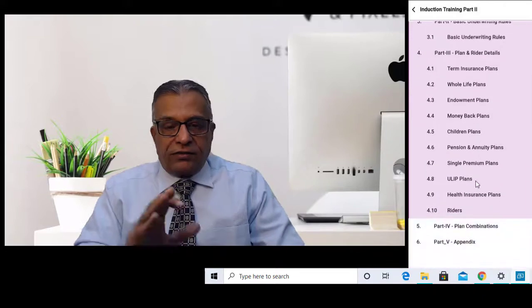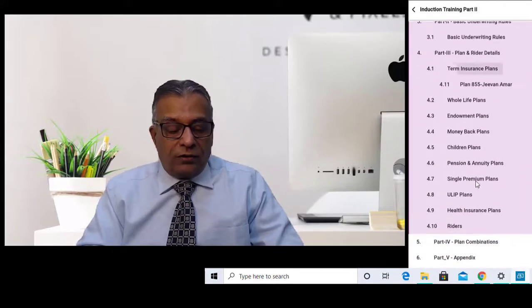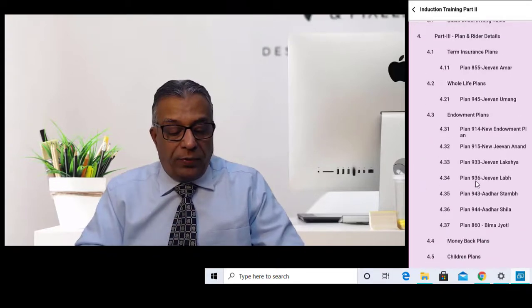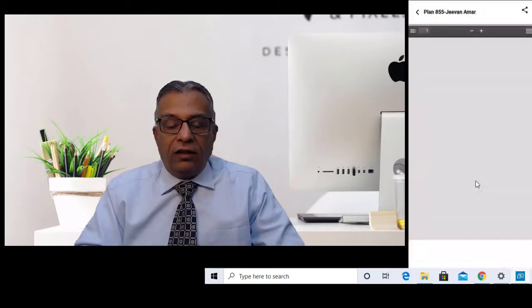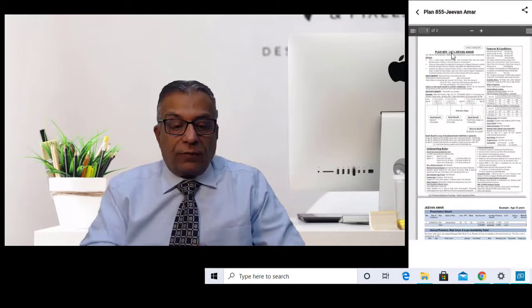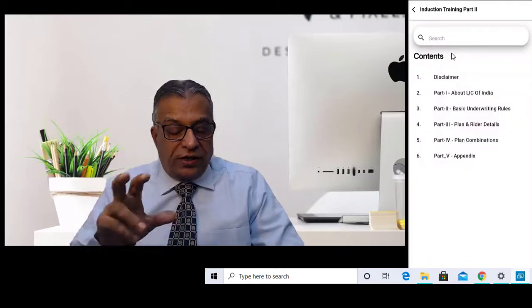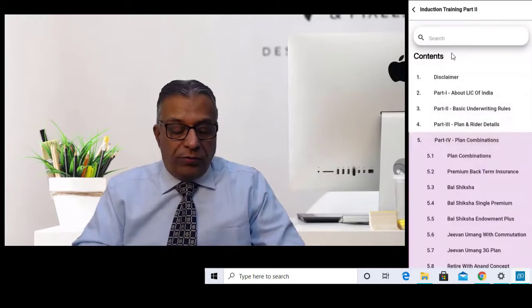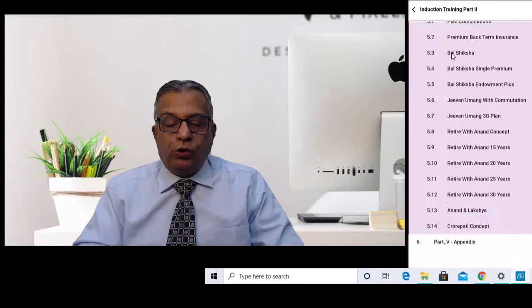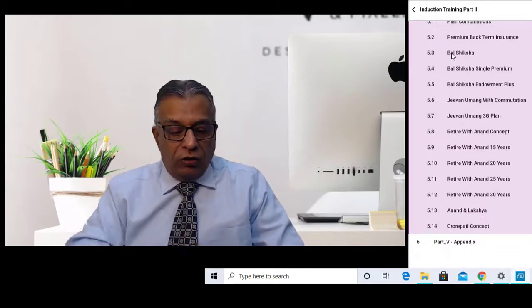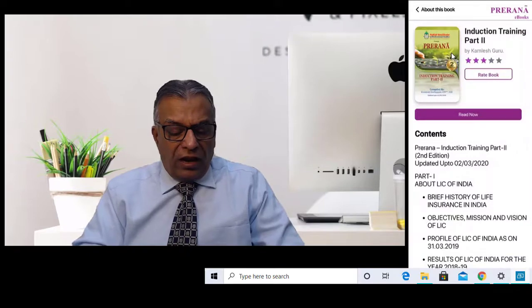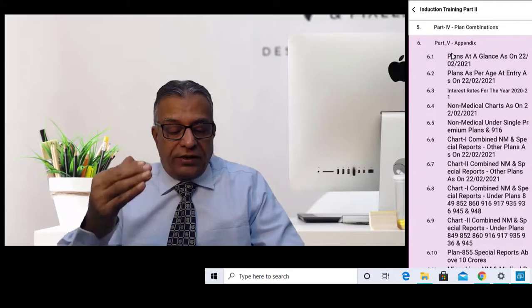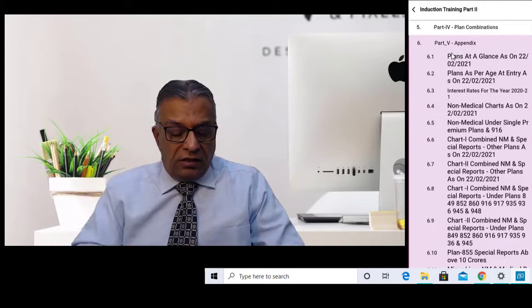Get all the plan details, term insurance plans, whole life plans, endowment plans, all the plans with updated information at a glance on one page. You will get all the details. It gives complete plan features, conditions and underwriting rules of those particular plans at a glance. Then come plan combinations based on the concept, which plan combinations you should propose to the prospects. You will get that in this. And also various charts, plans at a glance, plans as per age at entry, interest rates, non-medical charts. Everything is there.